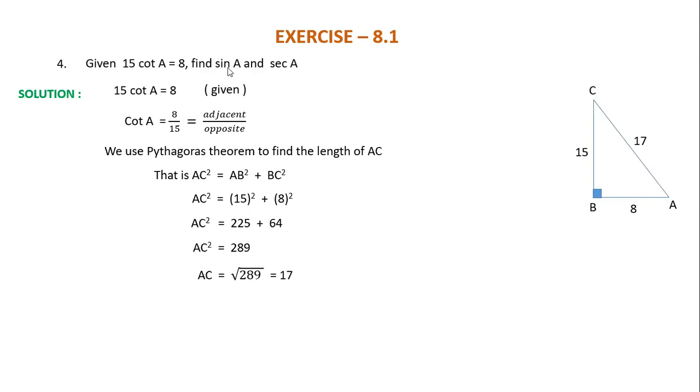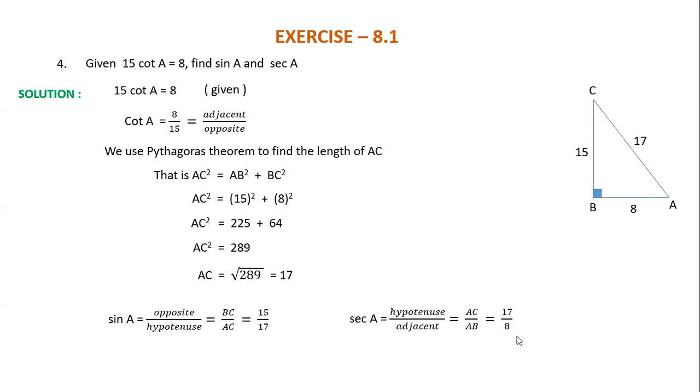Now, we need to write the value of sin A. What is sin? Sin is opposite upon hypotenuse. Opposite is 15. Hypotenuse is 17. So it is 15 upon 17. Sec A is hypotenuse upon adjacent. Hypotenuse is AC, which is 17, and adjacent is AB, which is 8. So it is 17 upon 8.